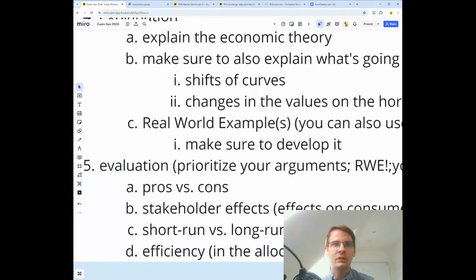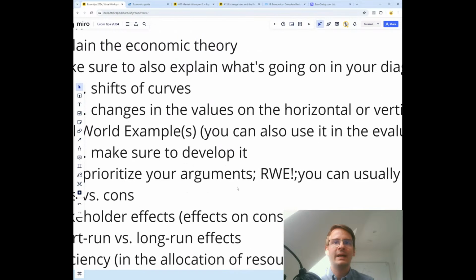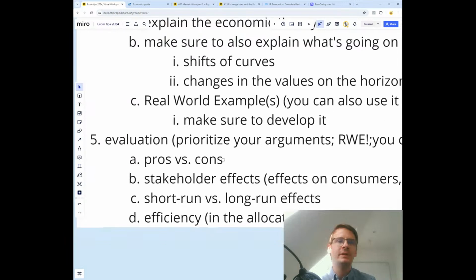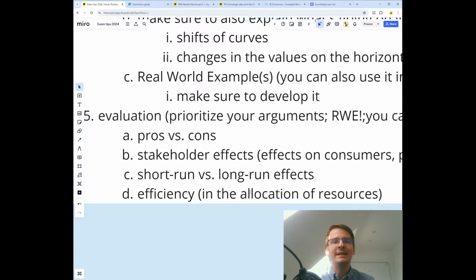Now, for your evaluation, make sure you prioritize your arguments. This means that you say the most important benefit of this policy or whatever else is this, the second, and so on. Also, very importantly, don't forget about your real world examples. And you can usually use at least 2 of the below. So if you feel like you're freezing up during the exam, you don't know what to write about, you can remember these 4 things: pros versus cons, stakeholder effects, short run versus long run effects, and efficiency. I'm telling you, most of the times you can use at least 2 of these.